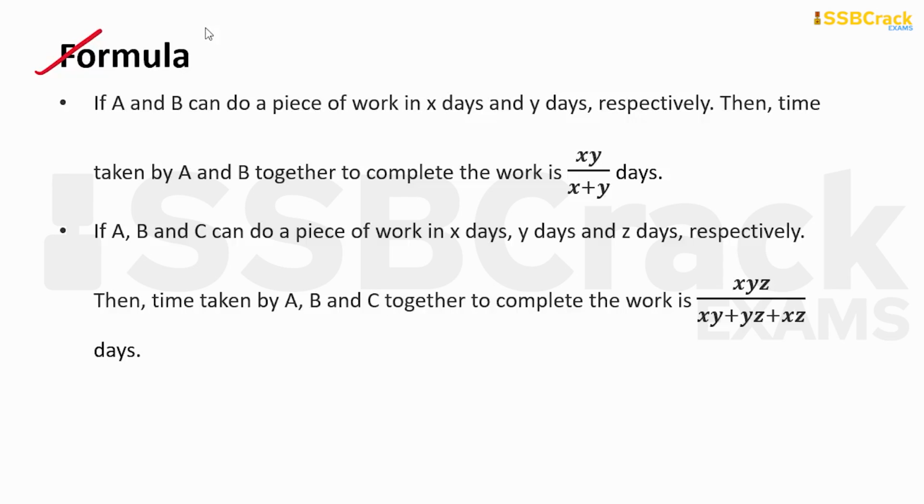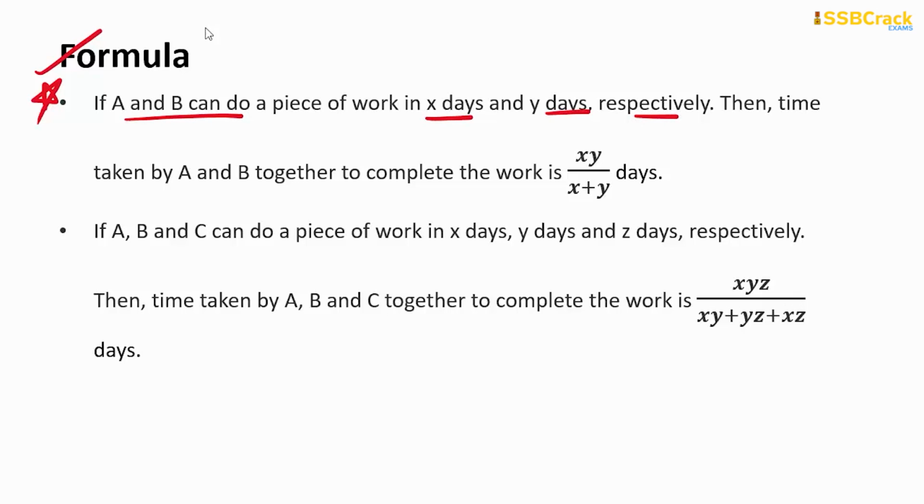So for that type of question, this formula will be very important. It states that if A and B can do a piece of work in X days and Y days respectively, then the time taken by A and B together to complete the work will be xy upon x plus y days. So we can directly use this formula for finding the time taken by A and B together to complete the work, right?